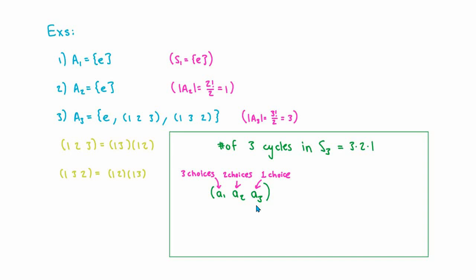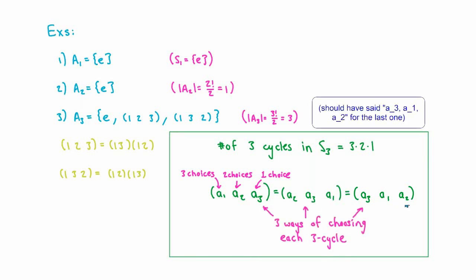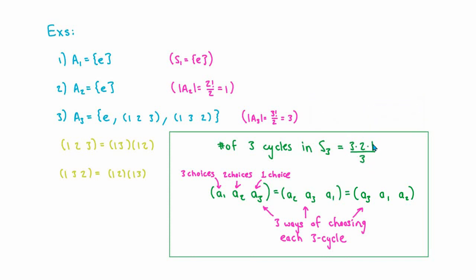But now we're not done, because remember that every 3-cycle has 3 different representations. So choosing a1 and then a2 and then a3 is going to give you the same 3-cycle as if you choose a2, a3, a1 or a3, a1, a2. And since there are 3 ways of choosing each 3-cycle, we need to divide our product 3 times 2 times 1 by 3. When you work this out, of course, it gives you 2. And we already knew that that was the answer, because this is a very small and easy to understand group.